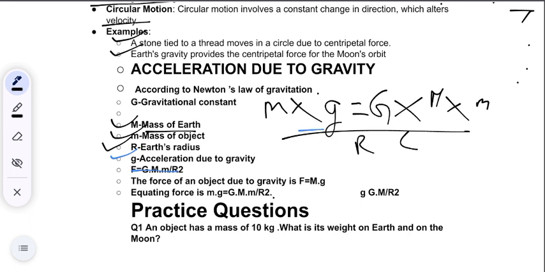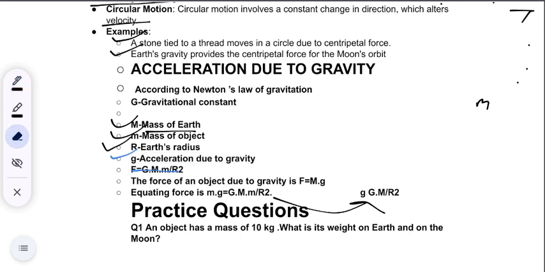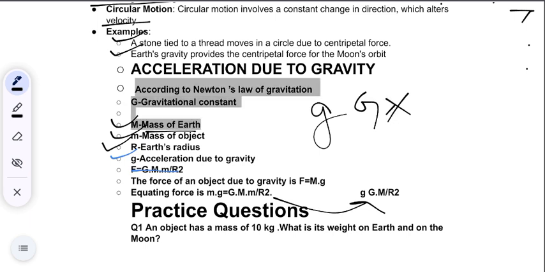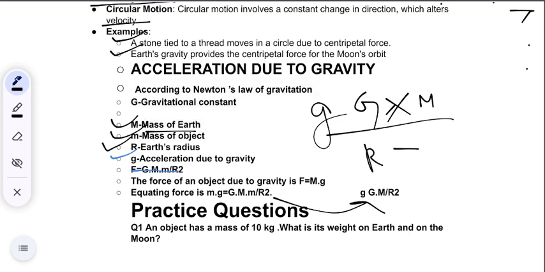And when it is simplified, you get this simple formula, which is what? Acceleration due to gravity, g. After simplification you get acceleration due to gravity, okay, g equals GM, G the universal gravitational constant into mass of earth upon radius का square.